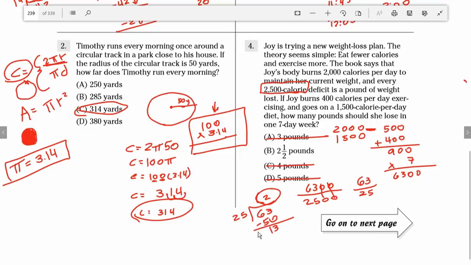So if you wanted to continue working this out, that'd be fine. But I'm going to go ahead and stop. We already know it's going to be 2-point-something pounds. More specifically, it's going to be 2 and 13 over 25 pounds. 13 is very close to 1/2. So they clearly did an approximation on this. Okay, so this is our answer.